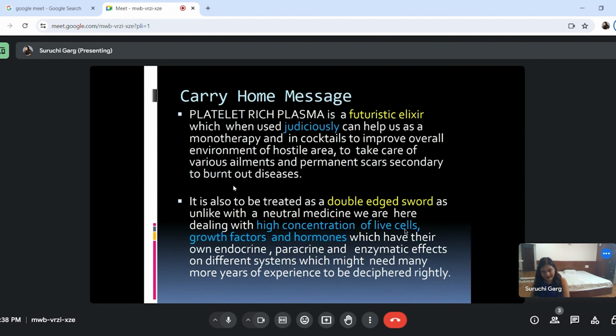So the take-home message is that PRP is a futuristic elixir which, when used judiciously, can help us as a monotherapy and in cocktails to improve the overall environment in the hostile area to take care of various ailments and permanent scars secondary to burnt out disease. This should also be treated as a double-edged sword, as unlike with neutral medicine, we are here dealing with very high concentrations of live cells, growth factors, and hormones, which have their own endocrine, paracrine, and enzymatic effects on different systems, which might need many more years of experience to decipher rightly.